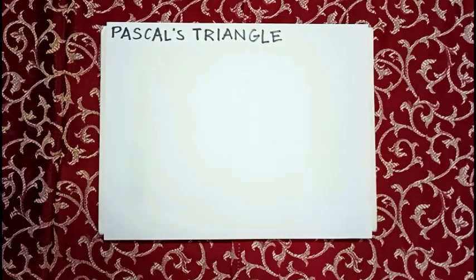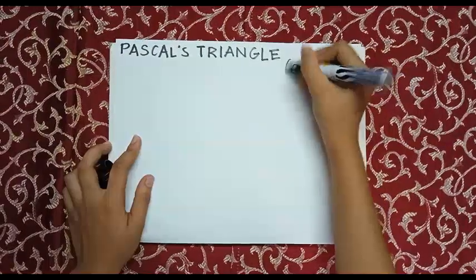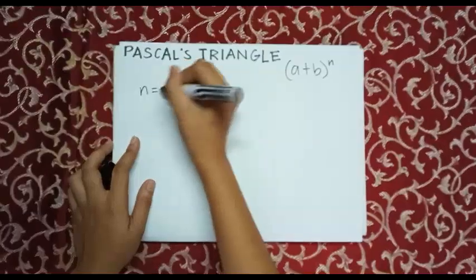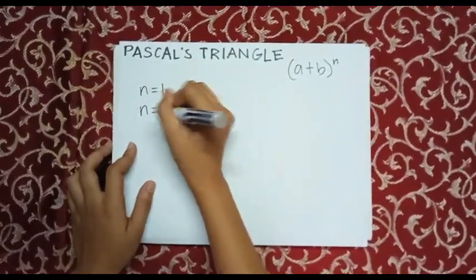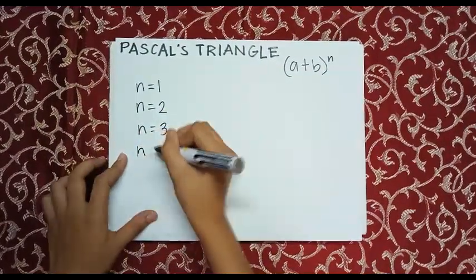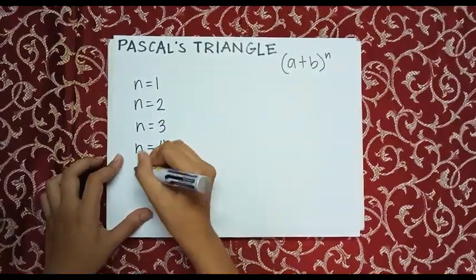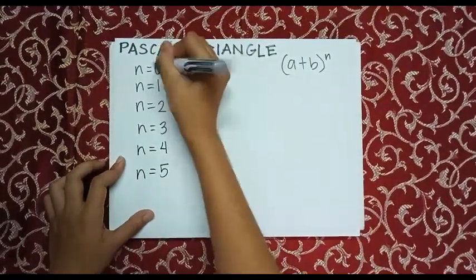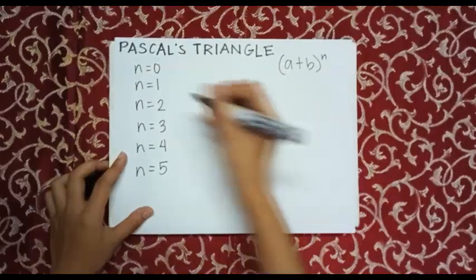Pascal's triangle is a triangular array of the binomial coefficients. It is applicable if n is not too big and if we want to determine all the terms in the expansion. So we'll start from the representation (a + b)^n, where n is equal to 1, 2, 3, 4, 5, and also 0.